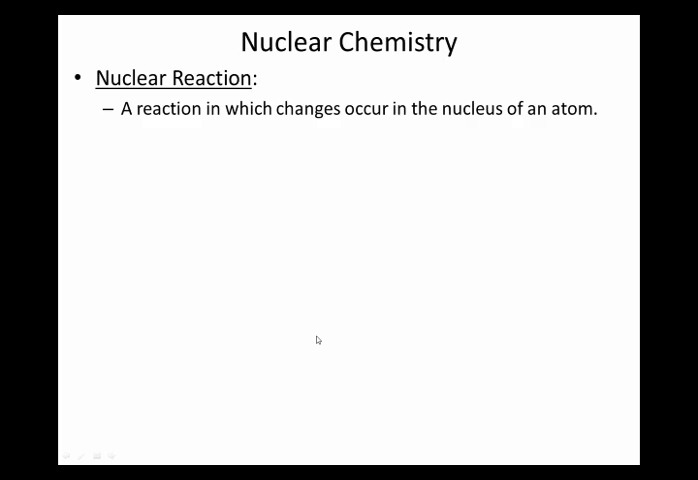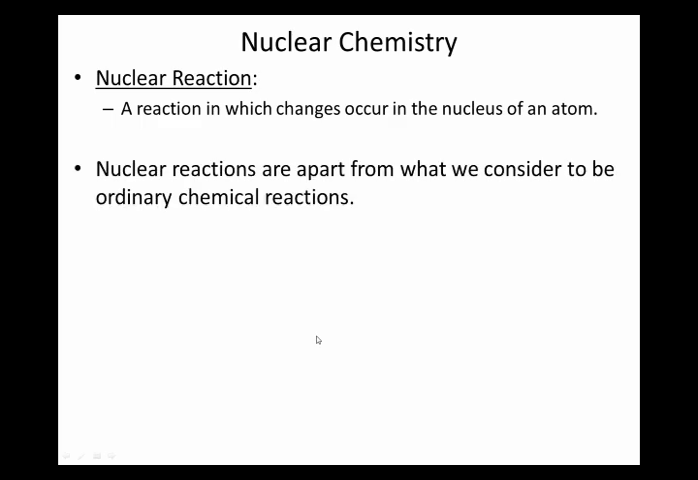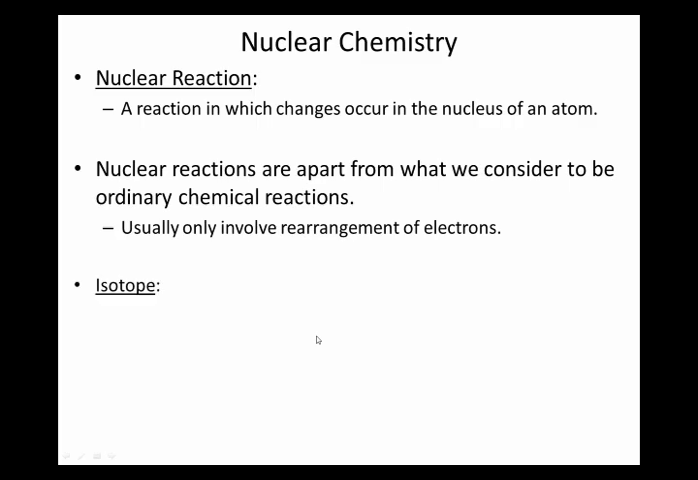Before, when we talked about reactions, we were talking specifically about the electrons only. Now we're actually talking about the nucleus. This is something we haven't ever really had to consider before. This is totally apart from what we consider to be ordinary chemical reactions. Ordinary chemical reactions concern themselves with the arrangement and the movement of electrons, and now we're dealing with nuclear things, talking about protons and neutrons changing.